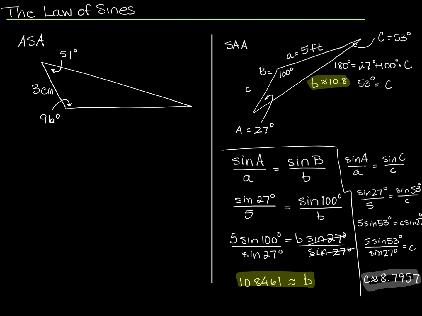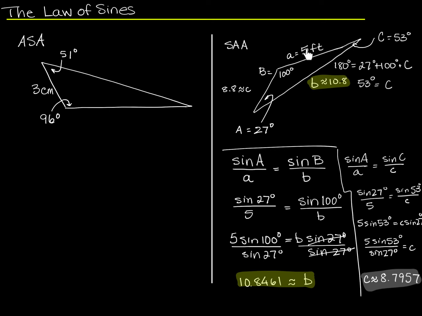So now I have an approximate length for side C as well. Let's go ahead and label it on the triangle. 8.8, I'll call it. Now, let's make another observation. This is going to come in really handy in the next topic.